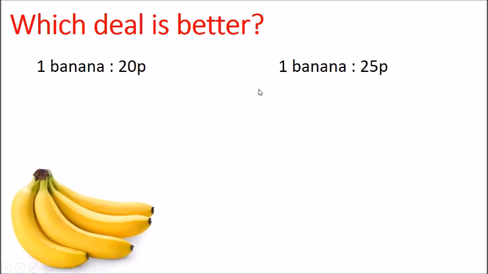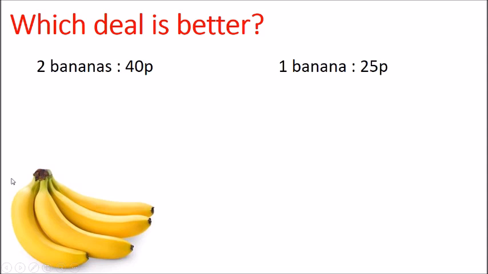Well, this one's obvious. It's obviously the 20p banana because it's cheaper. This question's easy because in both deals they both involve one banana. The quantity of bananas are the same, which means that it's easy to compare. It becomes less obvious when the quantities of bananas are different. So let's say we've got a question where there are two bananas and one banana. Because this amount of bananas is different, we need to do some working out here to compare, right?